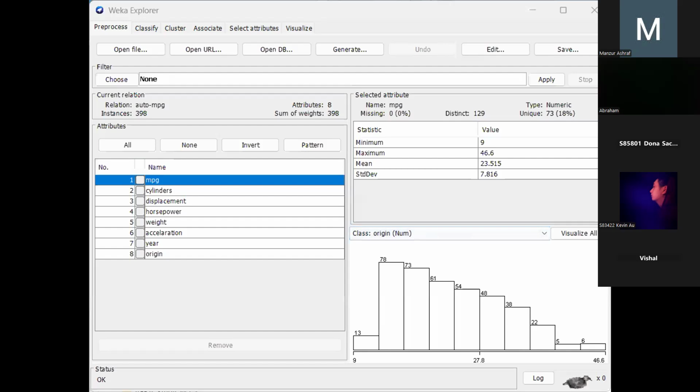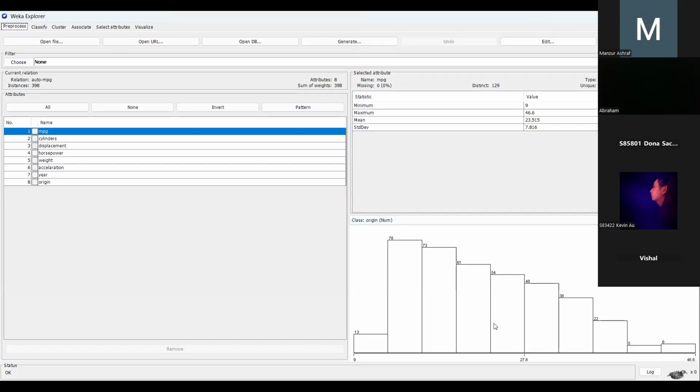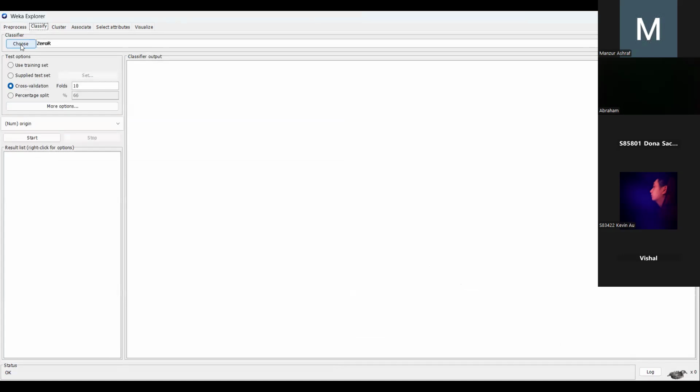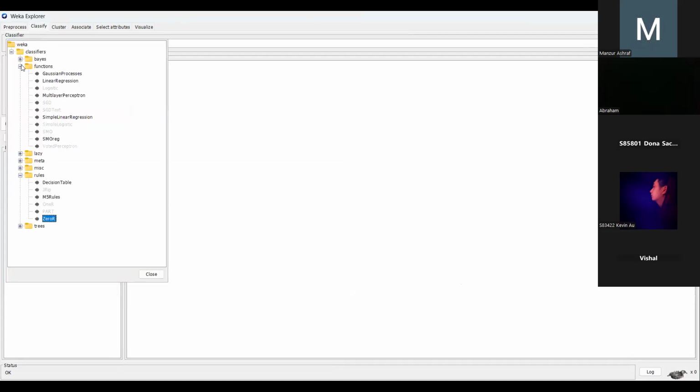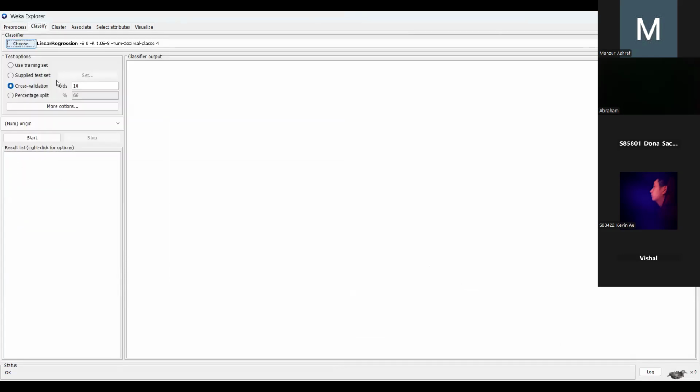Okay. The first thing that I did is I opened the MPG data. I'll show you that in the Moodle, you'll get it. So all the data is there. So what I really did is I go to the classify, right? And I select the functions and linear regression, right? And use all training set.